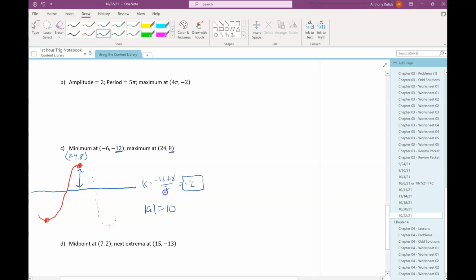And I know the amplitude is the same as the absolute value of A. So we'll figure out whether A needs to be positive 10 or negative 10 in a few minutes. Next thing I'm going to do is come up with the period.